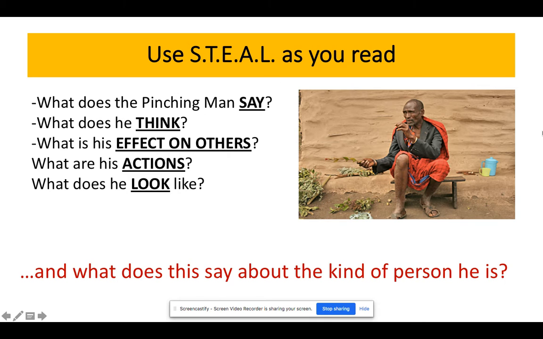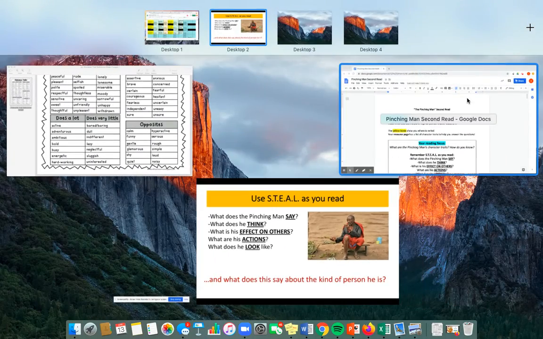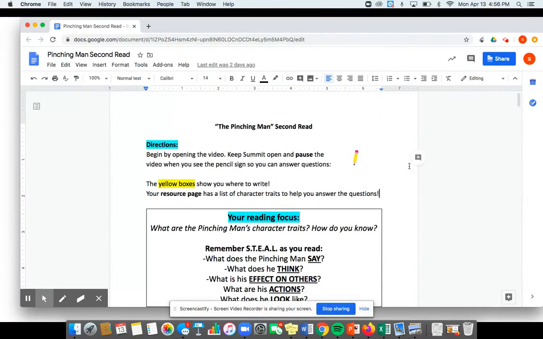So as we do our second read today, we're going to use STEAL, which is something we learned about last week. You're thinking, what does the Pinching Man say? What does he think? What is his effect on others? What are his actions? And what does he look like? And all of these things, as we notice them, we're thinking, what does this say about the kind of person the Pinching Man is?